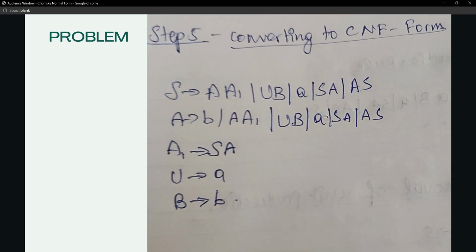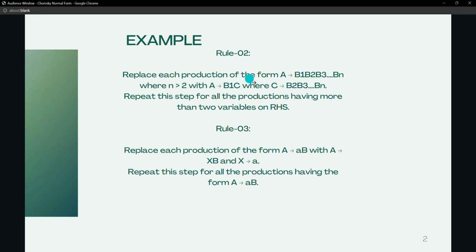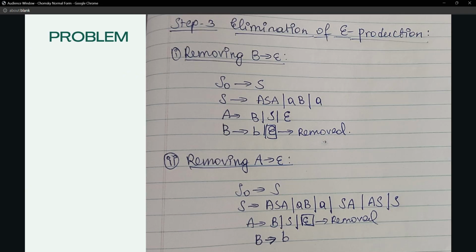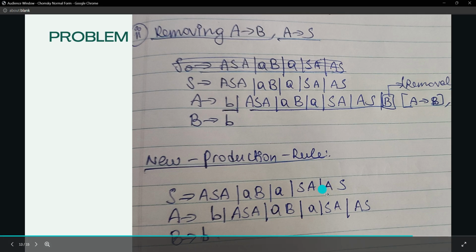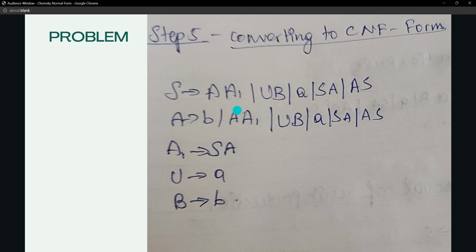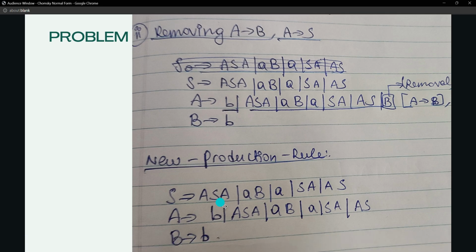Now we have to convert this to CNF form. As we mentioned earlier, we are using these two rules to define the production rule. Here I have introduced a new variable, which is A1. A1 gives SA, because in this production rule we can't have ASA, and all of the others seem to be okay, and AS. So we are going to treat this by giving A1 gives SA, so that it can be in the form of CNF, which is A1 gives SA, which is also in CNF form.